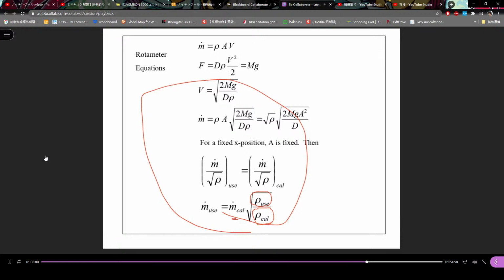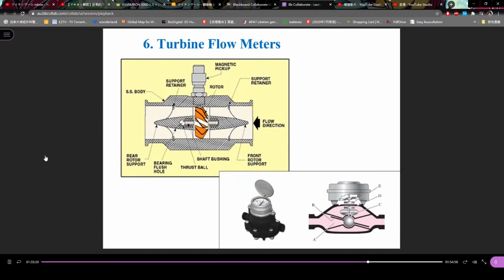As I mentioned, for the final test and examination, we only consider four flow meters: orifice, Venturi, and Pitot static tube. And others.